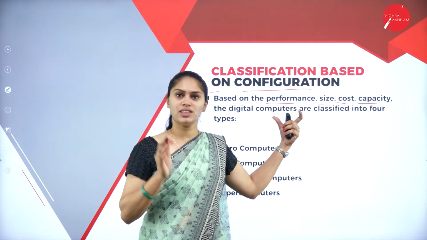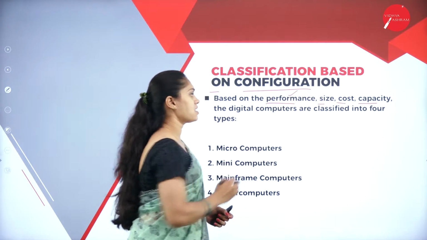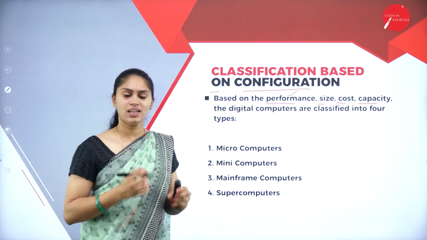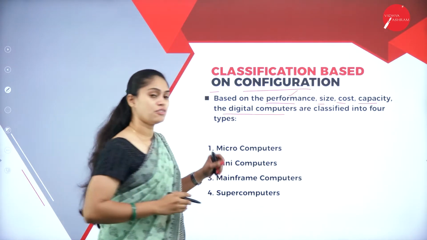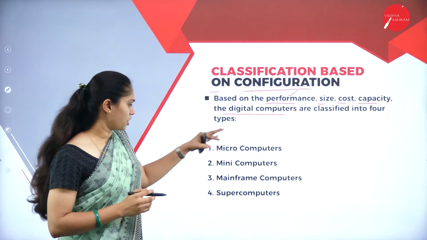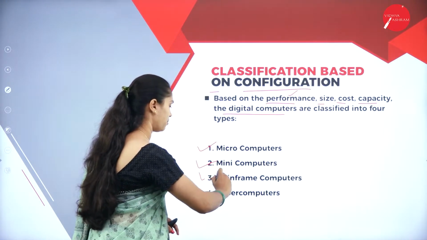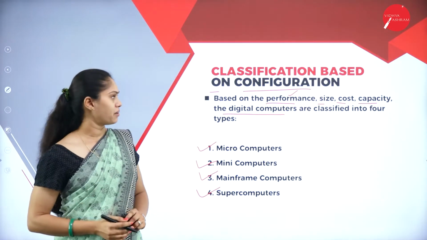When it comes to classification based on configuration, I am going to consider some other parameters like performance, size and cost along with capacity. We are dividing the digital computers into 4 parts, that is microcomputer, minicomputer, mainframe computer and supercomputer. We'll see them one by one right now.